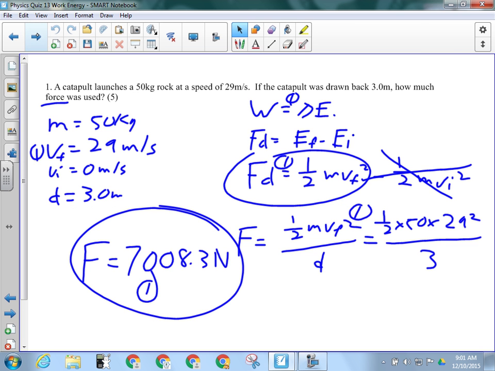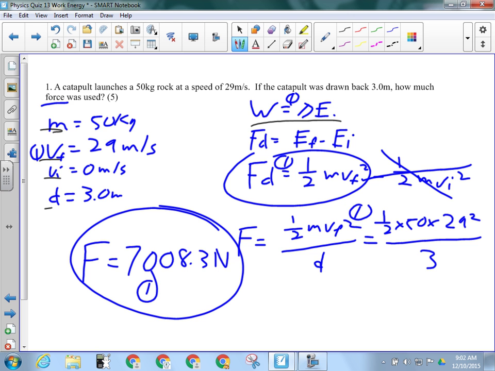So for question number 1, give them a mark for their givens. Their givens were the mass, 50 kilograms, final speed, 29, the initial speed would be 0, and the distance that the catapult was drawn back is 3 meters. Next mark, recognizing it's a work energy theorem question. Work is a change in energy, or maybe they wrote force times distance is EF minus EI, either one is fine.